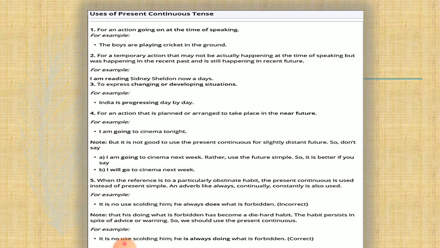So here we can use any of the tenses out of 4, when the reference is to a particular obstinate habit, that means something was there which continued for some time. Like, it is no use scolding him, he always does what is forbidden. This is incorrect because you're saying he always does what is forbidden. We can alter the sentence by saying it is no use scolding him, he is always doing what is forbidden. This is showing the continuity, that the habit is persisting in spite of advice and warning.